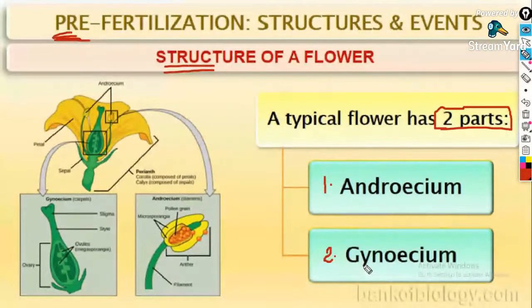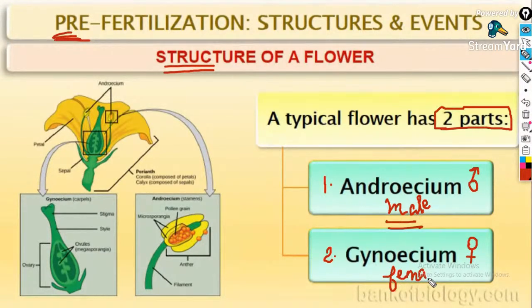Yes, absolutely, Pranav. It is Androecium, guys. So Androecium is the male part of a flower, and Gynoecium is the female part of a flower. Dikshit, it is not Gynoecium, it is Androecium, which is the male part, and Gynoecium is the female part of the flower.